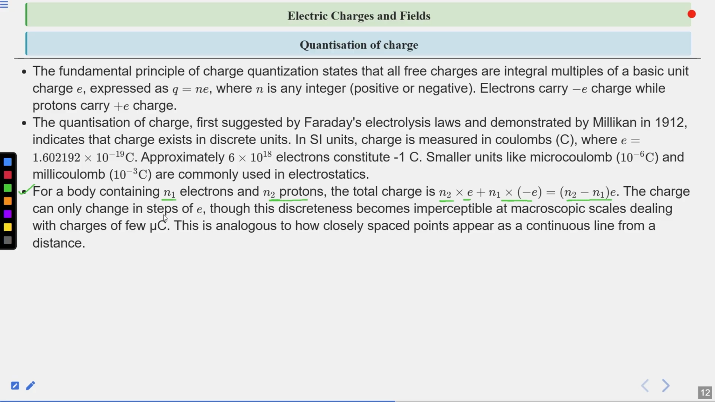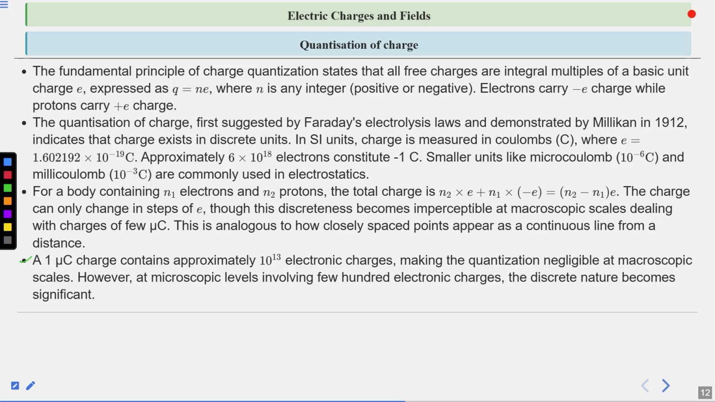The charge can only change in steps of e, though this discreteness becomes imperceptible at macroscopic scales dealing with charges of a few microcoulomb. This is analogous to how closely spaced points appear as a continuous line from a distance. So the important point is this one, q = ne. A 1 microcoulomb charge contains approximately 10^13 electronic charges, making the quantization negligible at macroscopic scales. However, at microscopic levels involving a few hundred electronic charges, the discrete nature becomes significant. So this is the quantization of charge. I hope this is clear.